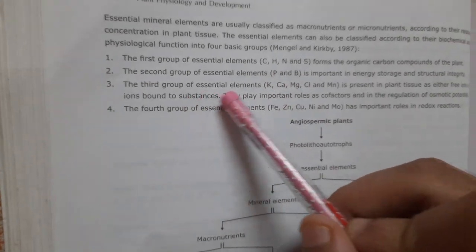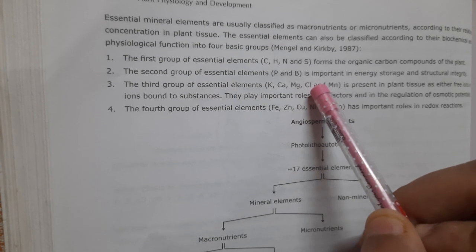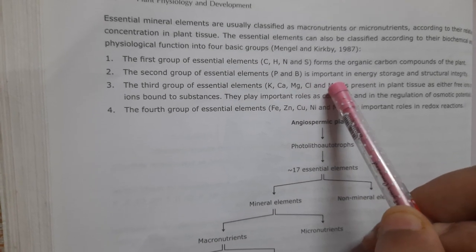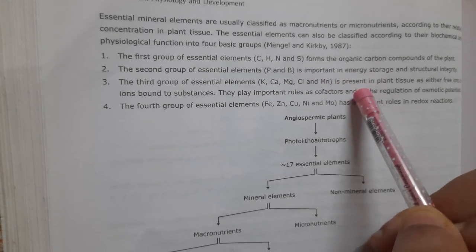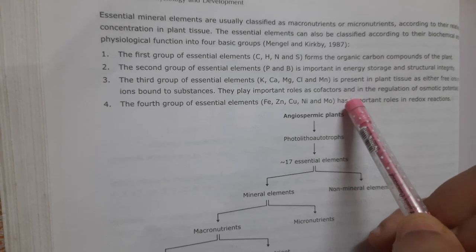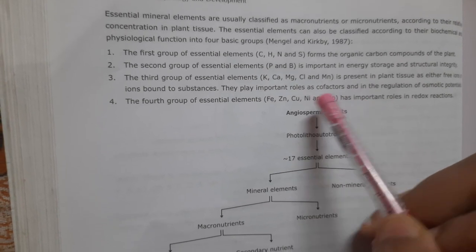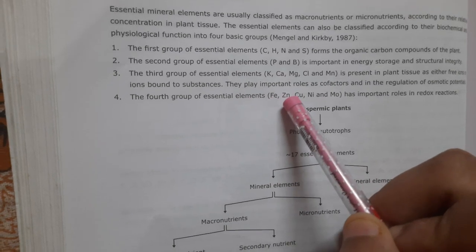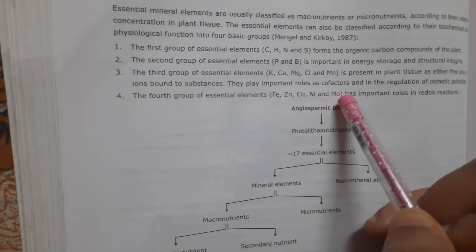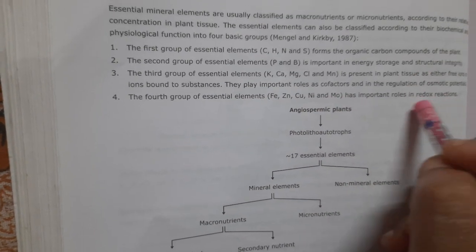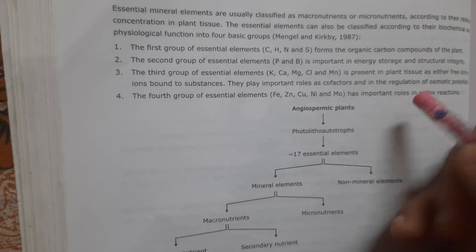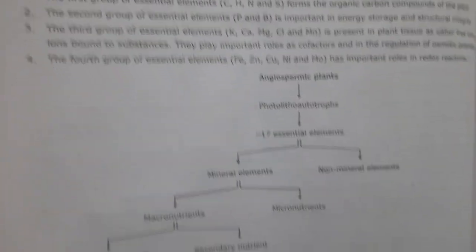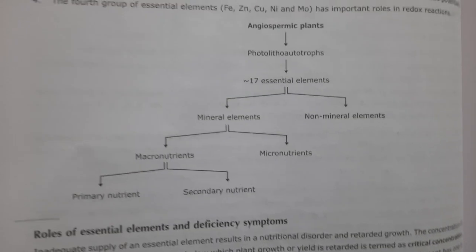And the third group is that of potassium, calcium, magnesium, chlorine, and manganese. These are needed as cofactors and regulators of osmotic pressure. And fourthly, iron, zinc, copper, nickel, and molybdenum are required in redox reactions as carriers of electrons, etc. So this is up to it.